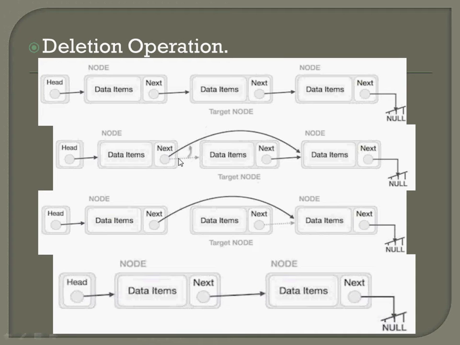First we delete the link between data item 1 and data item 2 and connect data item 1's next link to data item 3. In the next step, we can discard the data item 2 connection with data item 3. So the item has no link and it will be deleted, and the final result will be data item 1 and data item 3. This is what happens in the deletion operation.